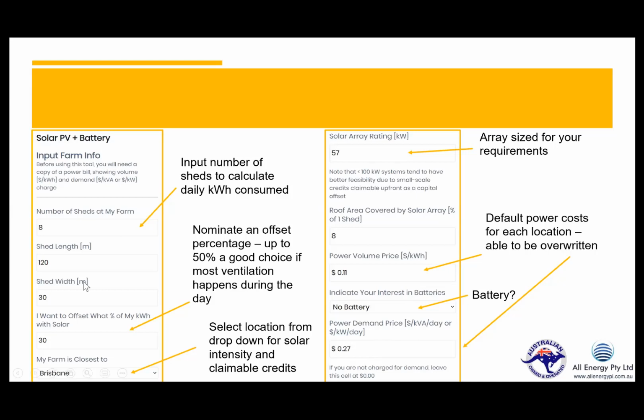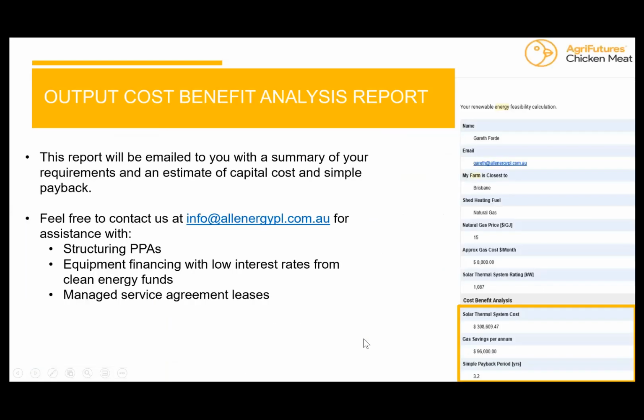So that's the input data. You can leave everything as it is or change whatever you want. Click return, and then you'll get a neat report into your inbox. Here's an example that I just ran on offsetting natural gas with solar thermal. And I mean, the really critical stuff here is what's your CapEx, so that's your system cost, how much you're saving, and an approximate simple payback period.